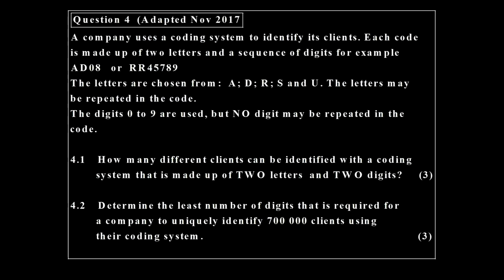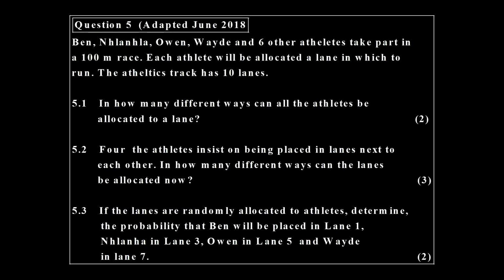Let's look at 2017. There we have a coding system, so there we have to make some codes or passwords, and they have some restrictions there, right? Then they say it must be 2 letters followed by 2 digits, and there are some questions relating to the number of options we have there. In 2018, there's an arrangement of athletes, some restriction, and then here we have a question on probability.